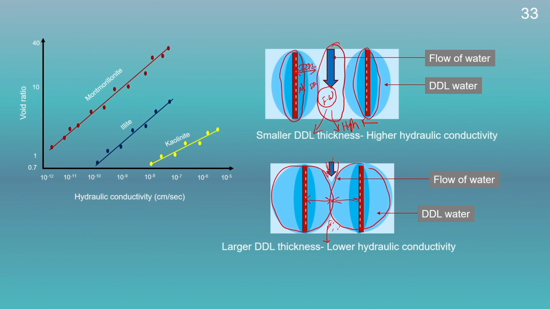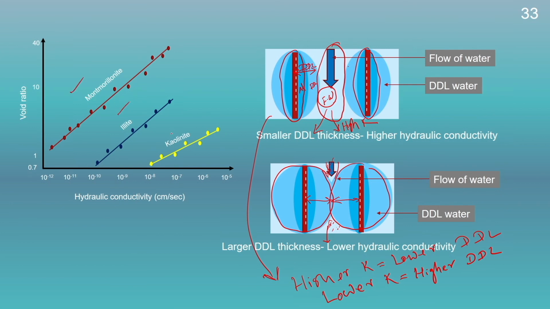So therefore, we can conclude here that the higher the K value, that means the lower the diffuse double layer thickness, or vice versa: the lower the K value or the hydraulic conductivity, the higher the diffuse double layer thickness. If we compare the different minerals, the diffuse double layer thickness will be different. Therefore, the hydraulic conductivity of these three minerals will also be different.